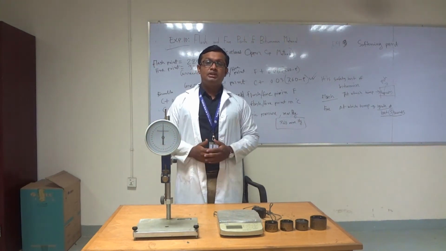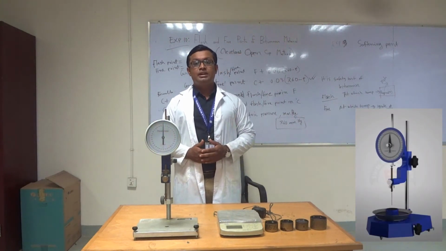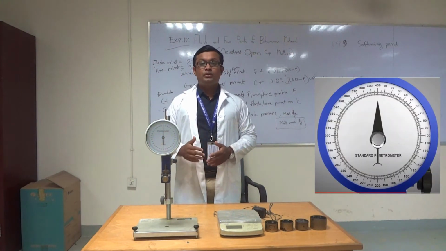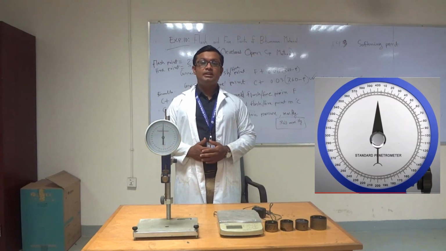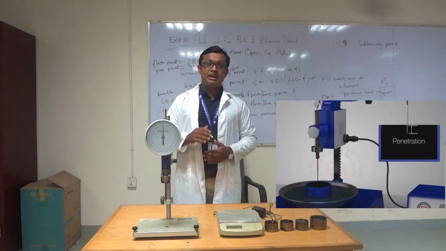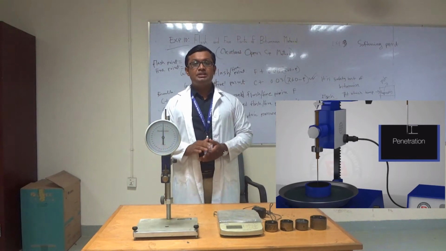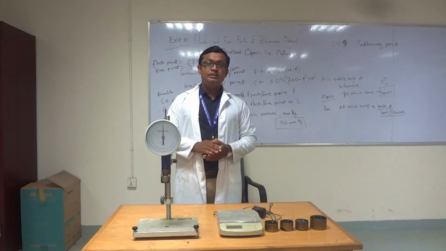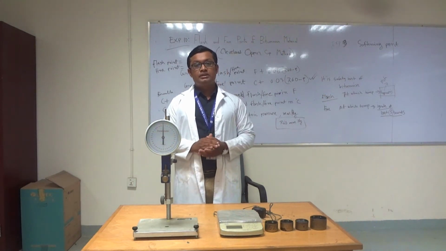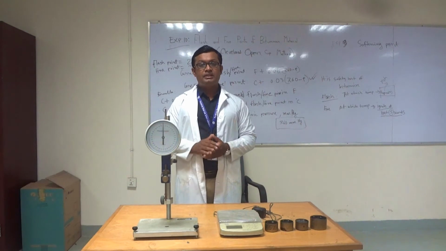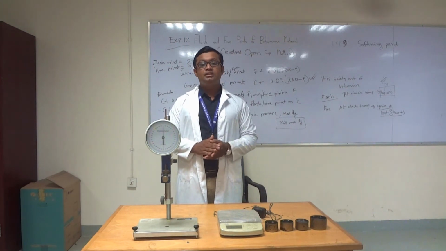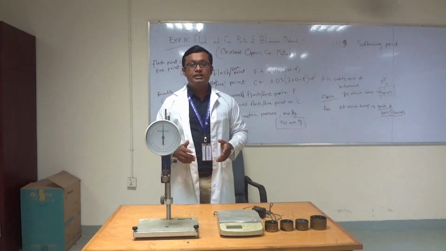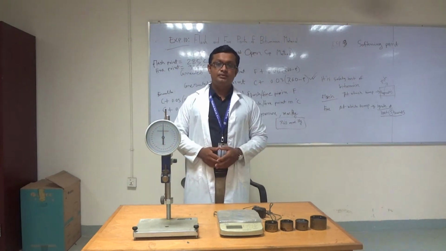The consistency of a sample of bitumen is determined by the distance, in tenths of a millimeter, that a standard needle vertically penetrates the bitumen specimen under load. The loading is 100 grams, the time is 5 seconds, and the temperature is 25 degrees Celsius. Now I will show you the required apparatus for this test.